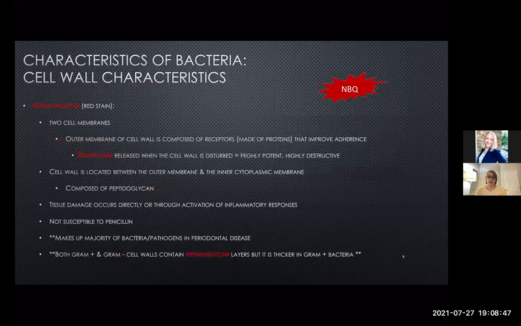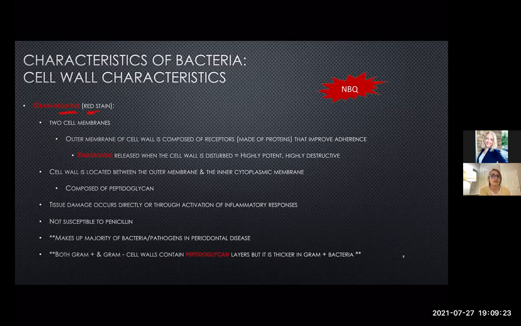Let's talk about gram-negative. You can tell there's a lot more information about the gram-negative bacteria. So, if you're in the negative, you're in the red. Gram-negative stain red. Now, these have two cell membranes, which is important. These are harder to get rid of. So, the outer membrane of the cell wall has receptors made of proteins, and they help each other attach and adhere to each other and to surfaces in the mouth.